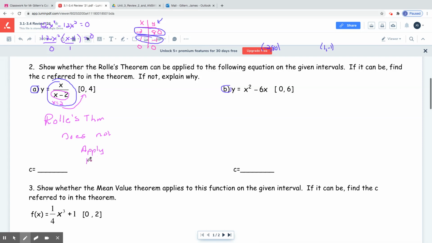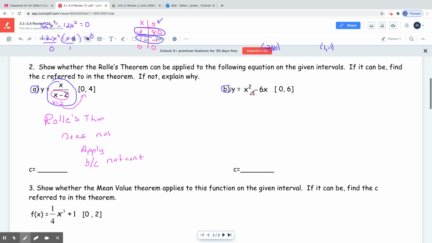All right, and that's because it's not continuous. It's not a continuous function. All right, so since that one didn't work, you could probably make a pretty good assumption that this one will.